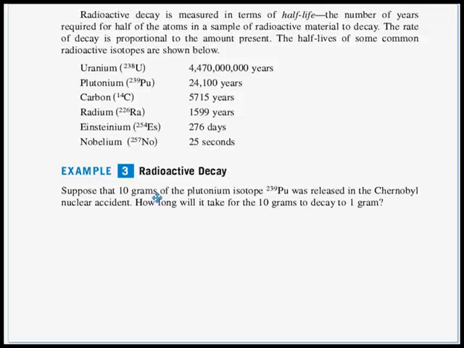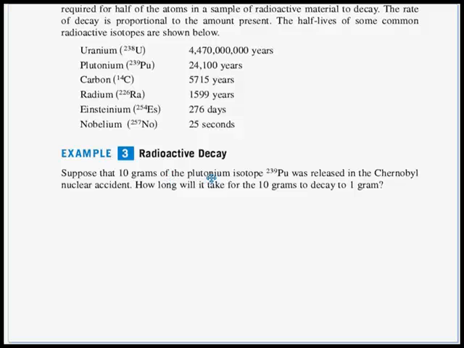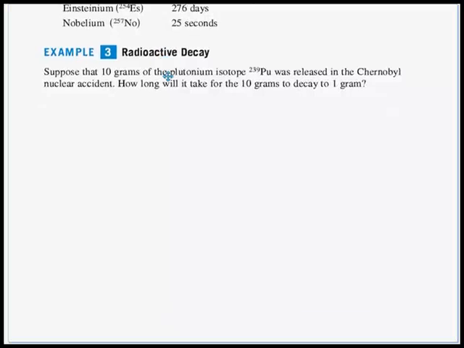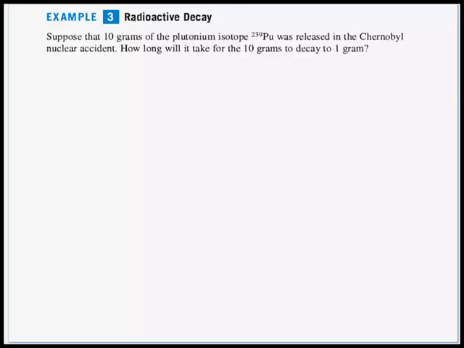So here in example 3, we're going to suppose that 10 grams of plutonium isotope, 239Pu, was released in the Chernobyl nuclear accident. How long will it take for the 10 grams to decay down to a single gram? Okay, so let's see here. We know that this is a proportional relationship, so we're going to use our equation, y equals c e raised to the kt power.